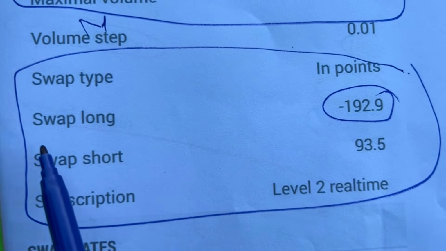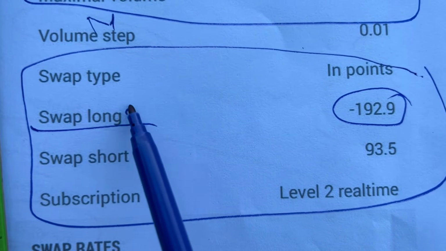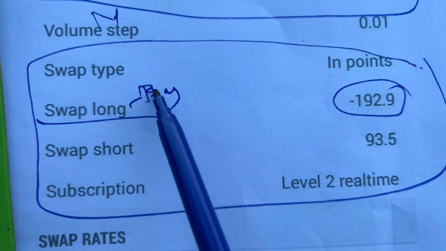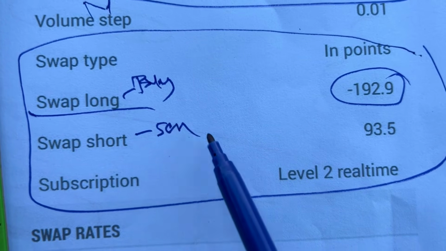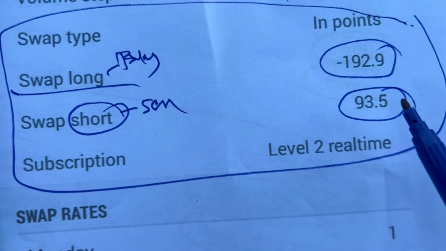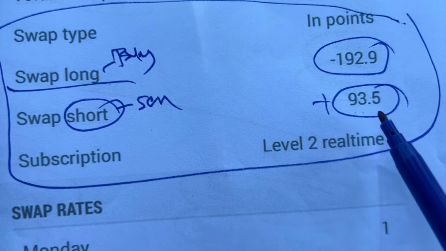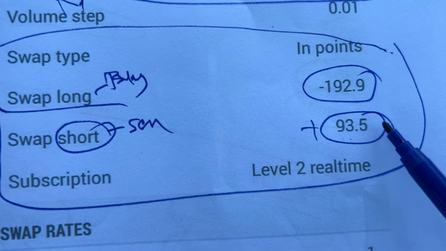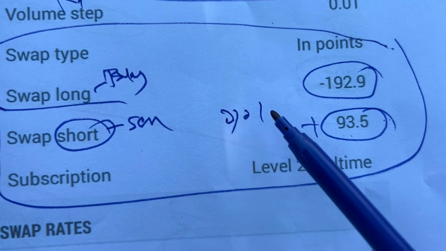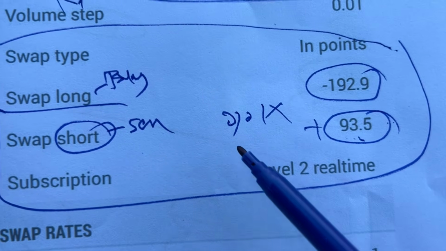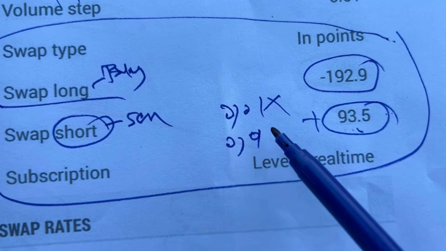Your charge swap. If you go long, if you go with the buy, you are charged. If you go with the sell, short, you are charged what? You are paid. This is money that you're going to be paid in points. You can convert this by using the lot size that you're going to use and multiplying by this one. So you're going to be profiting, I think it's 0.93.